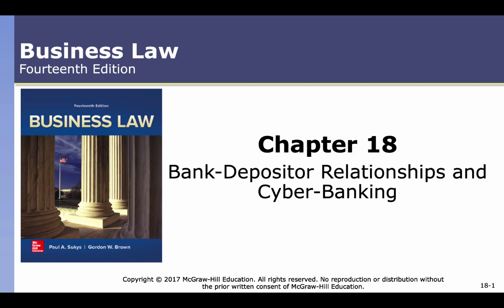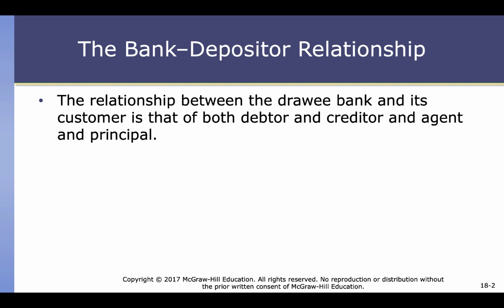In this chapter, we're going to continue our study of negotiable instruments by looking at the bank-depositor relationships. So the relationship between the drawee bank and its customer is that of both a debtor and a creditor, and also an agent in principle. So a bank is any person who engages in the business of banking.